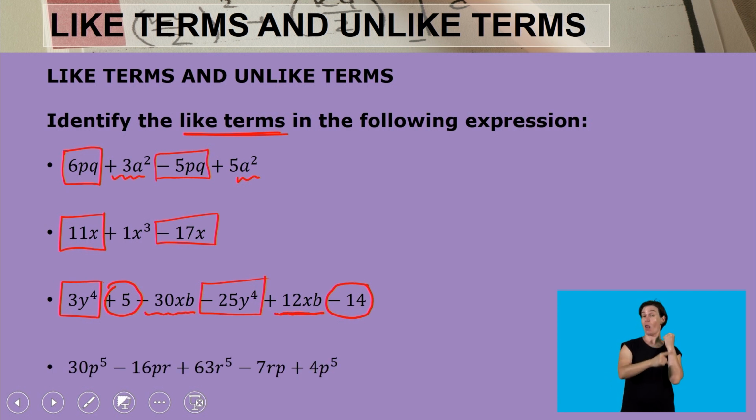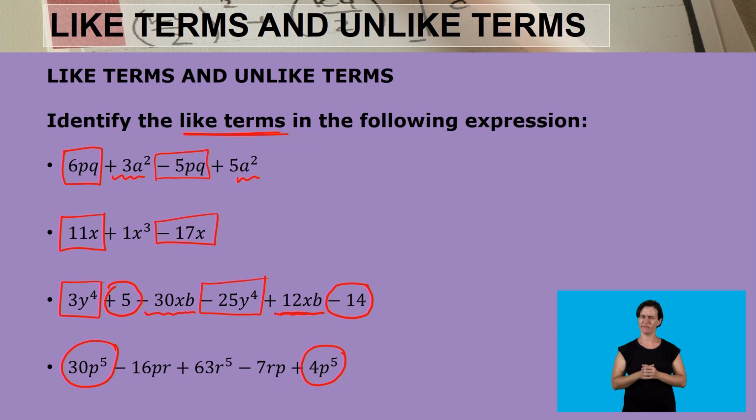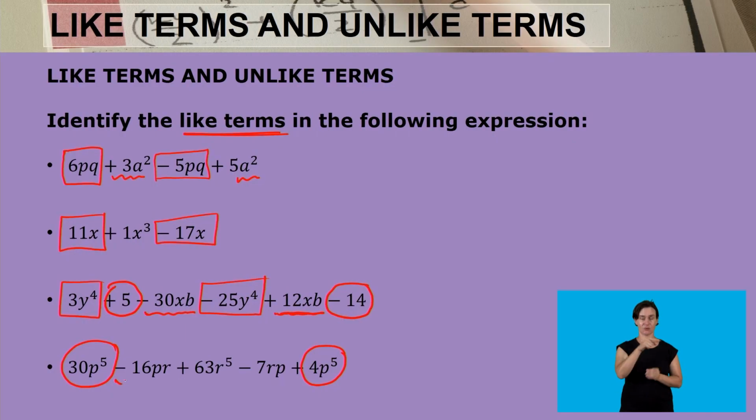And in this last example, we have that expression. Can we see which ones are the like terms? Yes, we have the 30p exponent 5 and the 4p exponent 5. What about that 63r exponent 5? It might have the same exponent, but the variables are not the same, so it is not a like term with these other two terms. Then we have a negative 16pr. Yes, it is a like term to that negative 7rp. PR and RP are the same because remember, multiplication is commutative.